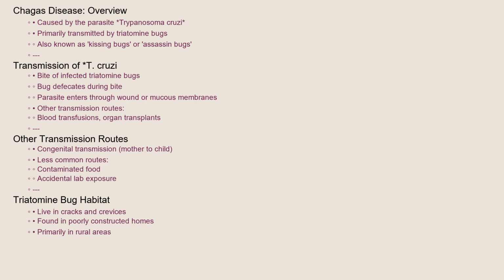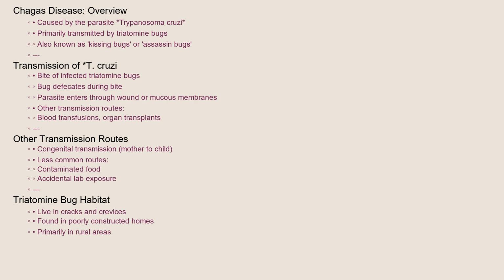Chagas disease is caused by the parasite Trypanosoma cruzi. This parasite is primarily transmitted to humans and other mammals through the bite of infected triatomine bugs, also known as kissing bugs or assassin bugs. These bugs typically live in the cracks and crevices of poorly constructed homes in rural areas. When the bug bites, it defecates, and the parasite-containing feces can enter the body through the bite wound, mucous membranes, or breaks in the skin.